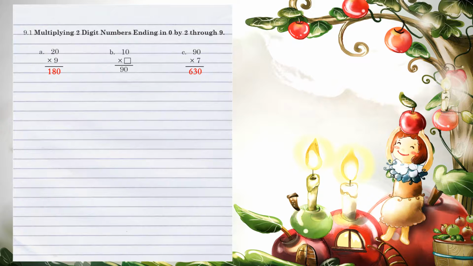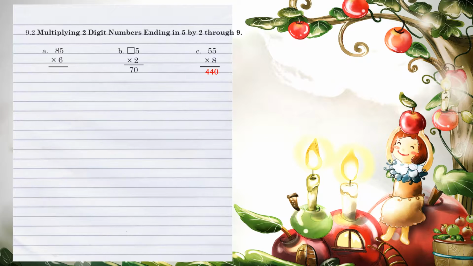Example B. 10 times what number equals 90? Well, if we look at our first step, we know that any number times 0 is 0, so that doesn't help us much. But we do know that what number times 1 would equal 9? That would be 9, so 9 is our missing number.